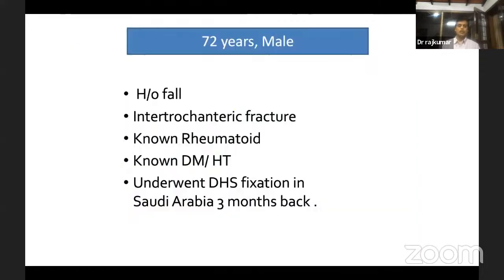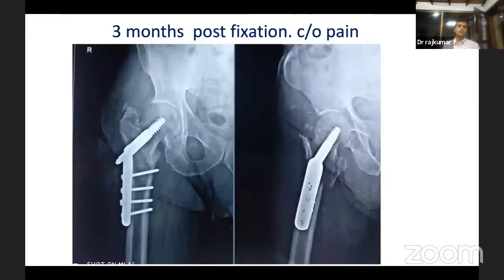So this is the next case, history of fall. Again, a trochanteric, intertrochanteric fracture in a patient who is rheumatoid, known diabetes. He underwent this fracture fixation in Saudi Arabia. So this is 3 months post fixation, severe pain. It's very obvious the fracture didn't unite. It's a non-union with loosening of the implants, so much comminution in the posteromedial aspect. So this patient came to India.